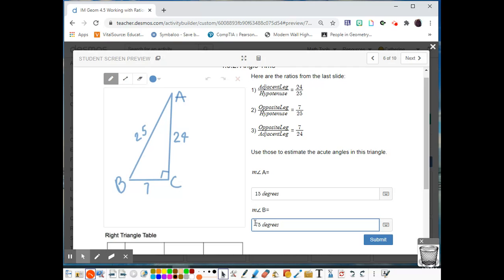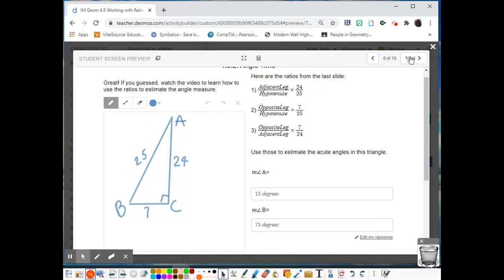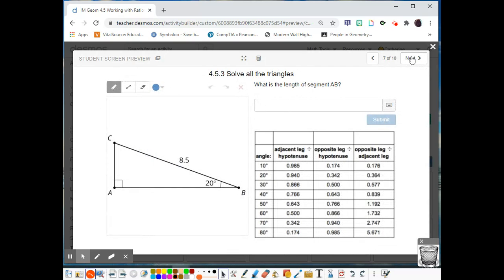Okay, and again, submitting our answers and moving on to page 7. What is the length of segment AB? Now, we're going to solve 2 more triangles here and look at the segments this time.